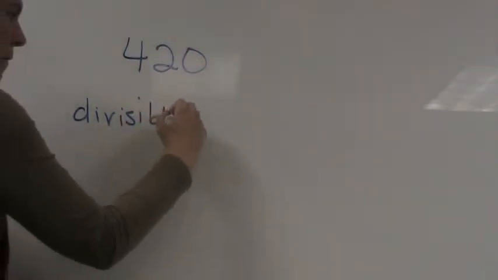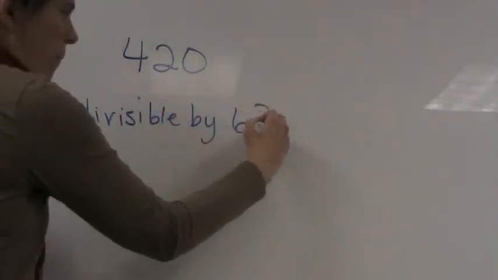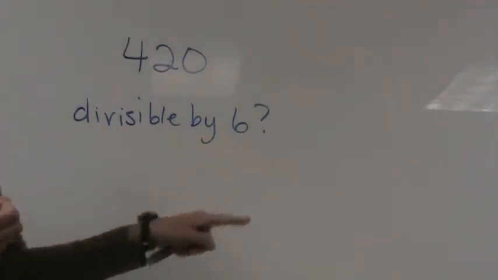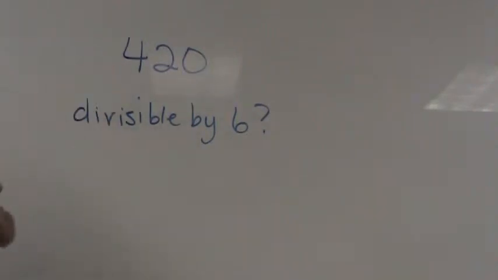The first section talks about divisibility of a number. So if we have a number like 420, and I ask you, is 420 divisible by 6? The test for divisibility by 6 is to first figure out, is it divisible by 2, is it divisible by 3? And if it is divisible by both of those numbers, then it is going to be divisible by 6.